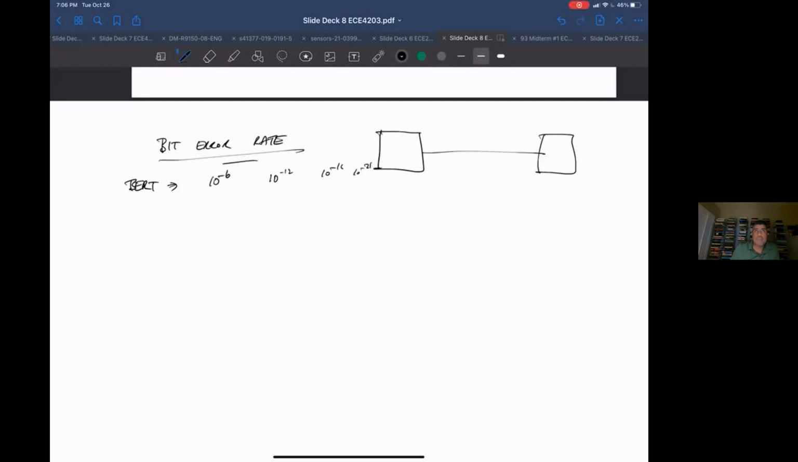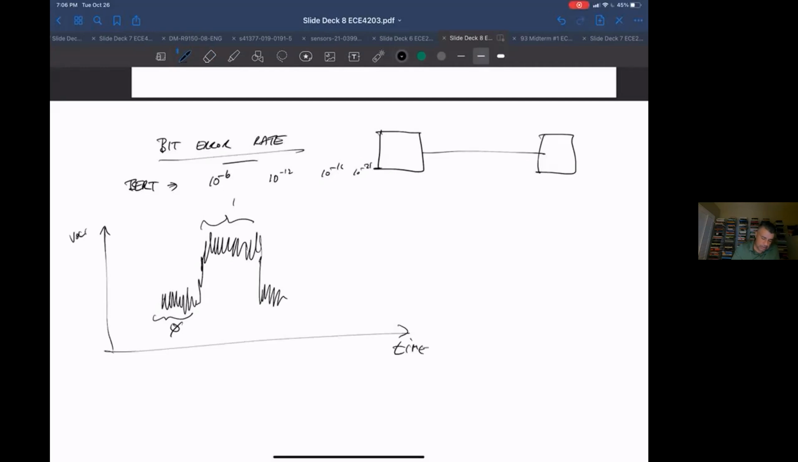Now, the most fundamental aspect of getting an error when you're transmitting a bit from point A to point B comes from your signal to noise ratio. If we look at a signal that does not have a very large signal to noise ratio, it's going to look like this. This would be a 1, and this would be a 0. This is time, and this is voltage.